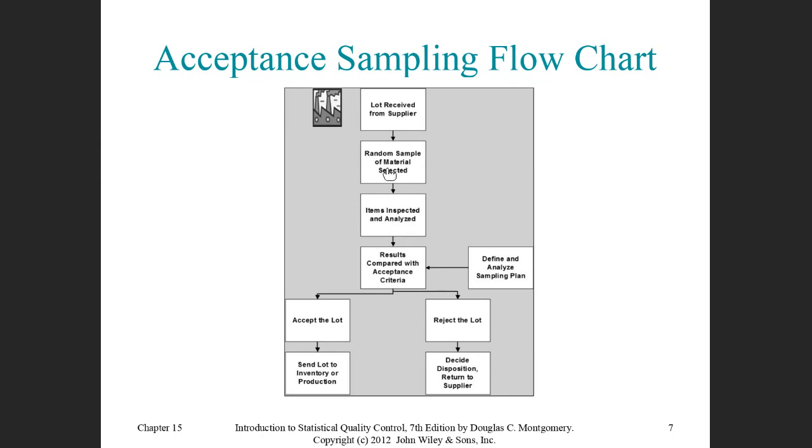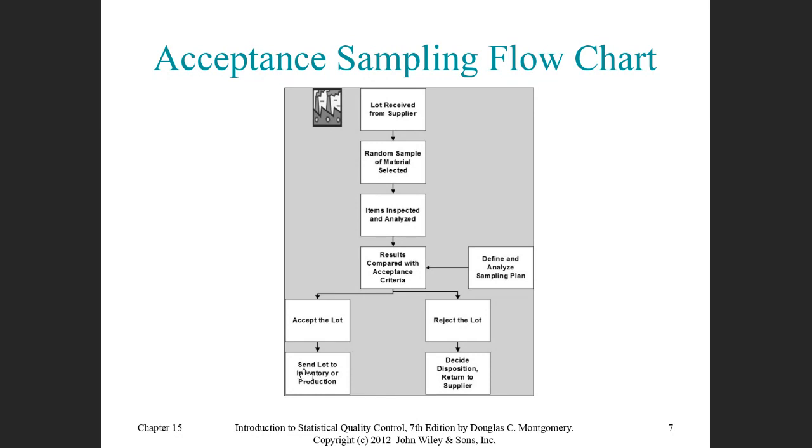So you do the sampling plan or the random sample. The items will be inspected and analyzed, and then the result will be whether to accept or reject. If you reject it, then you decide to return it to the supplier. If you accept it, then you take it to the inventory or your production. And a question here: how could we identify the number of samples needed?